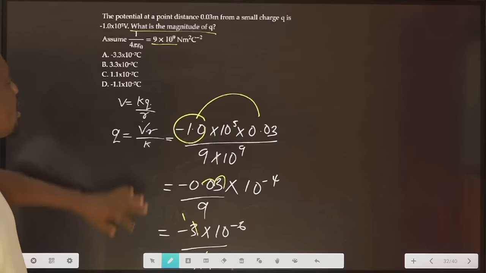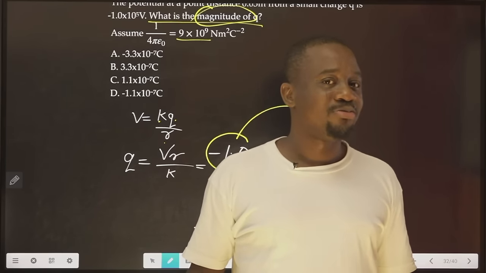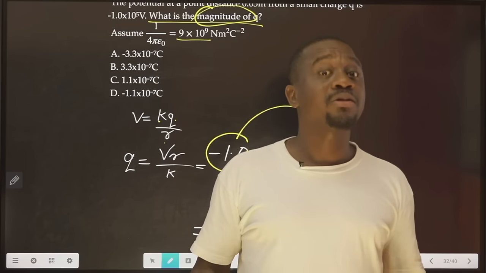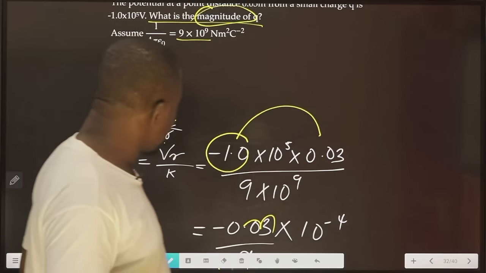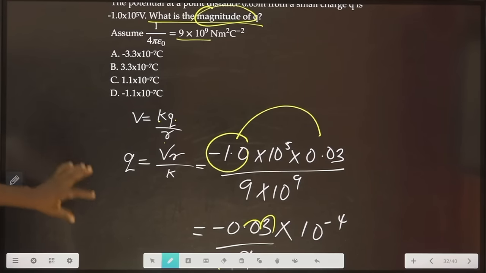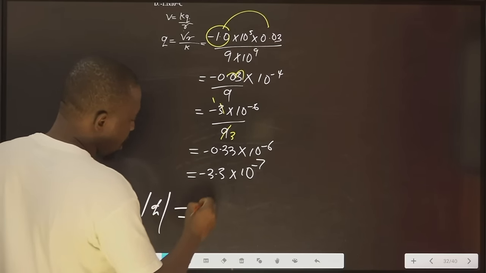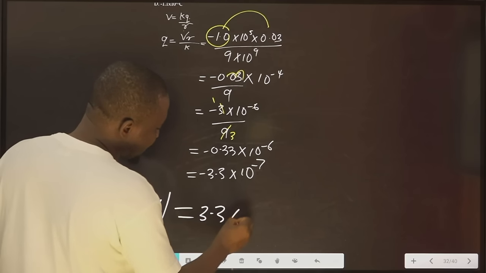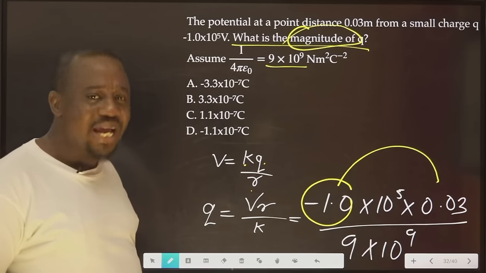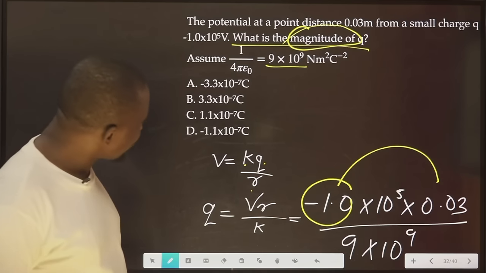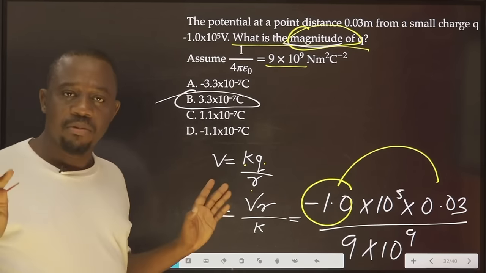But the question says what? It says magnitude. We are interested in the value, not in the sign. Whether negatively charged or positively charged, that's not the question. So because we are asked for the magnitude, we have to find the absolute value of Q. And the absolute value is to remove the sign. The first option is with minus, without minus. Confusion. The question says magnitude. So this is the answer. 100%.